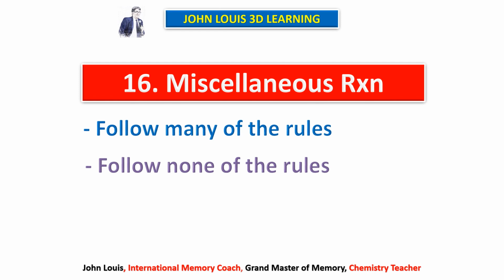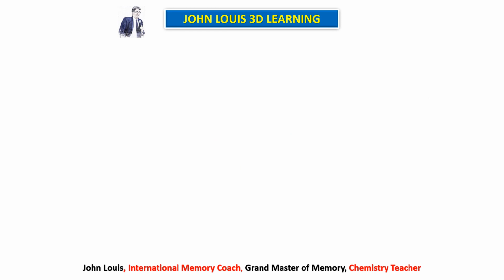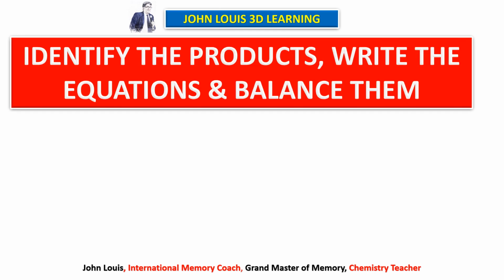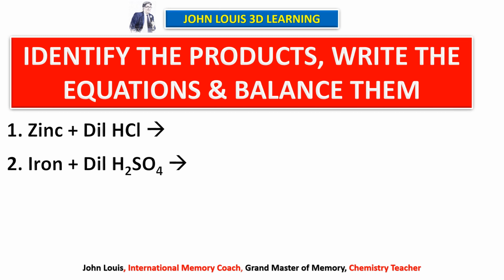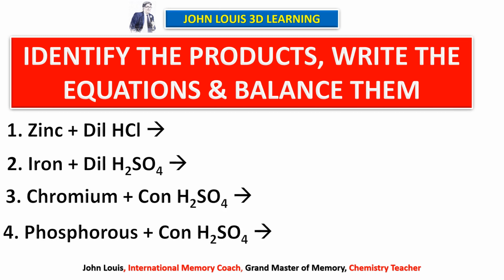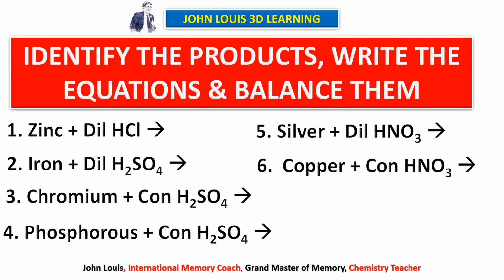Now let us test ourselves. We have learned so many rules now. I have given you some questions here. You try to answer them. So test yourself. Identify the products, write the equations and balance them. Zinc plus dilute hydrochloric acid, iron plus dilute sulfuric acid, chromium plus concentrated sulfuric acid, phosphorus plus concentrated sulfuric acid, silver plus dilute nitric acid, copper plus concentrated nitric acid, sulfur plus concentrated nitric acid.